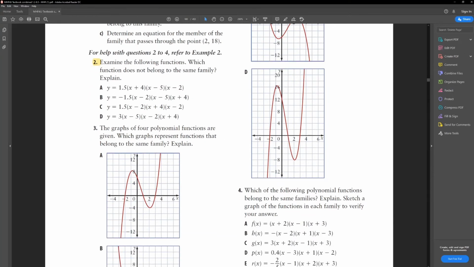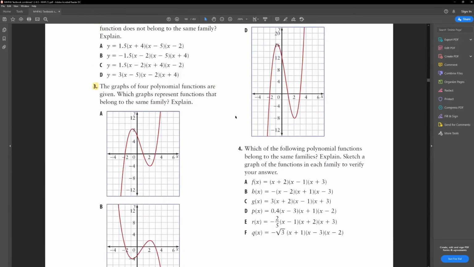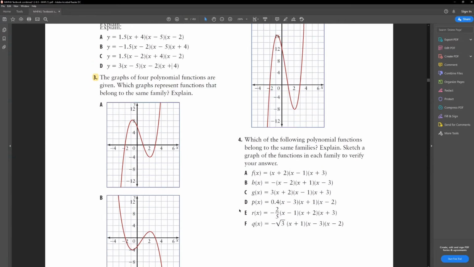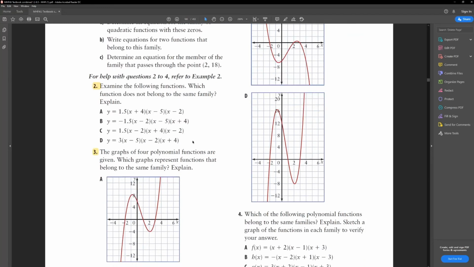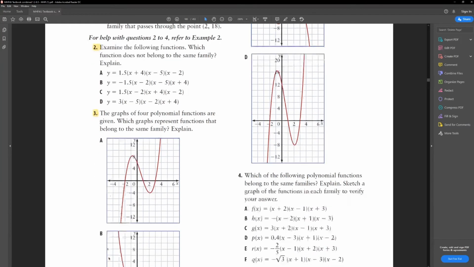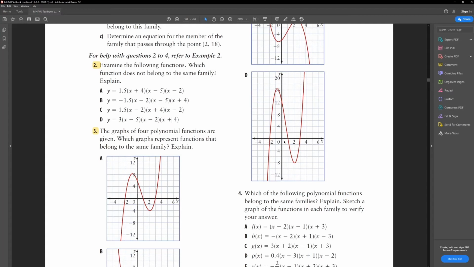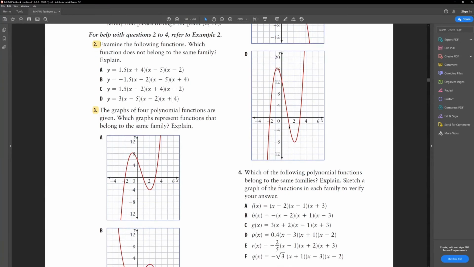Question 3, I think, was also assigned. Yes, it was. Let's highlight it. The graphs of 4 polynomial functions are given. Which graphs represent functions that belong to the same family, and explain. Again, we're just looking at the roots. So we have here -2, 1, 3. -2, 1, 3. That's good. -2, 2, and 3. This one doesn't fit in, which means that the ones that are in the same family are A, B, and D. D also has -2, 1, and 3. That's how we know. We just look at the x-intercepts for the zeros.